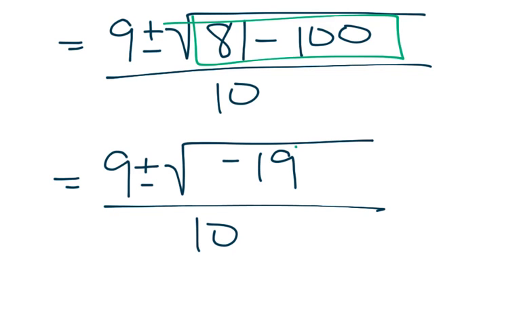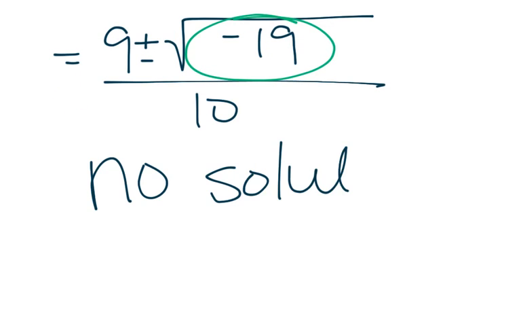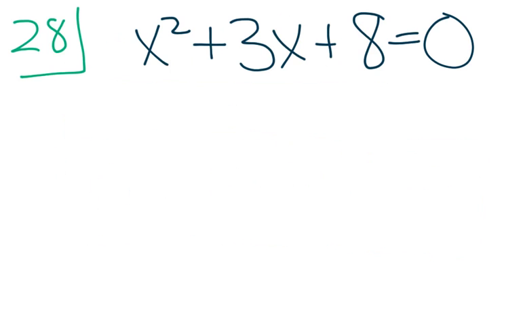So if you look here, once again, we have a negative number in here. So anytime you have a negative number inside a square root sign, the answer is going to be no solution. And this is your answer.